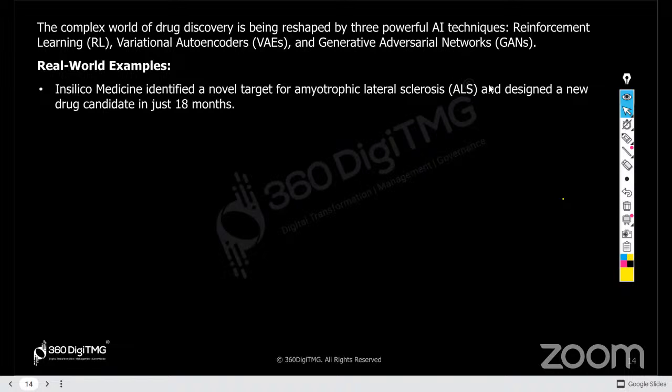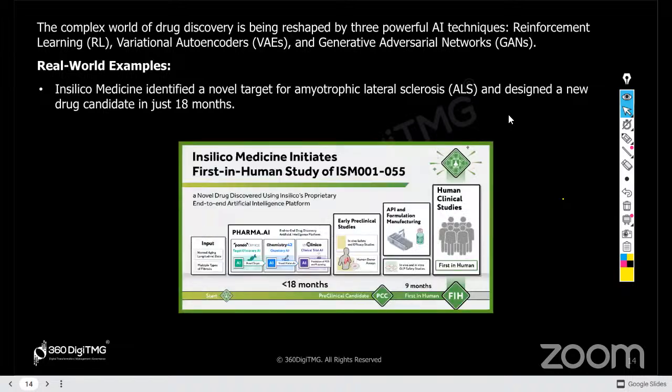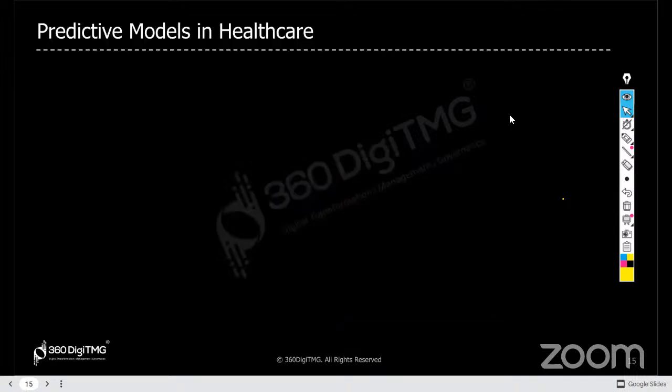Insilico Medicine used these AI techniques to find a new target for a disease called ALS, amyotrophic lateral sclerosis. It is a nervous system disease that weakens the muscles. So this generative AI helped us to get a drug within 18 months. It's like they have discovered a new piece of the puzzle for ALS and even designed a potential new drug to tackle it. So AI is not just about robots and games. It's also helping us to discover new medicine and making the world a healthier place.